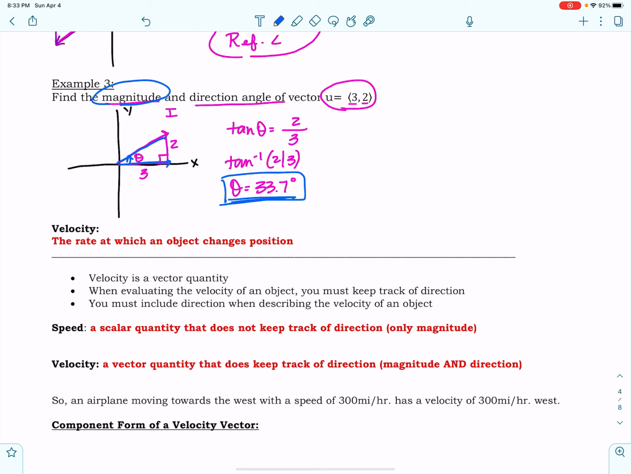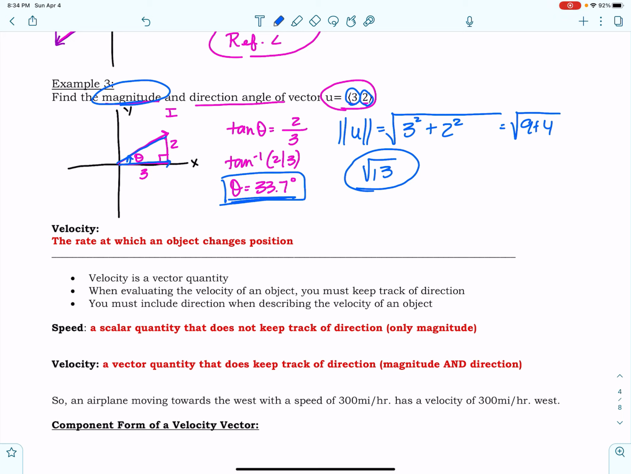All right, now I'm ready to find the magnitude. Well, remember, we find magnitude this way. It is the square root of, remember, when you've got component form, you just take 3 squared plus 2 squared, and you end up with 9 plus 4. So your magnitude is the square root of 13. Easy peasy, lemon squeezy, as always.